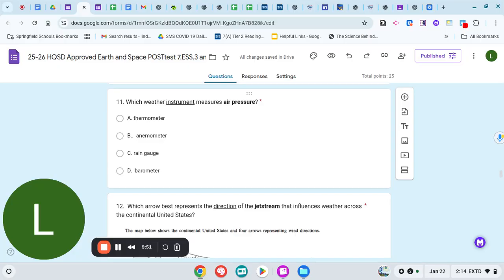Number 11, which weather instrument measures air pressure? A, a thermometer, B, an anemometer, C, rain gauge, or D, barometer? Again, which weather instrument measures air pressure? A, a thermometer, B, an anemometer, C, rain gauge, D, barometer.